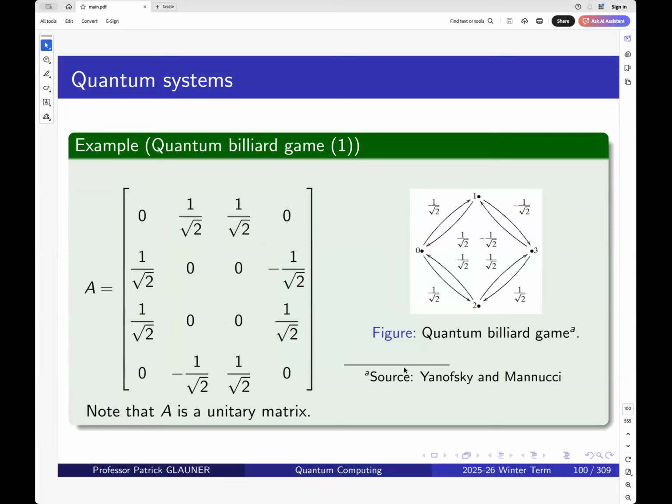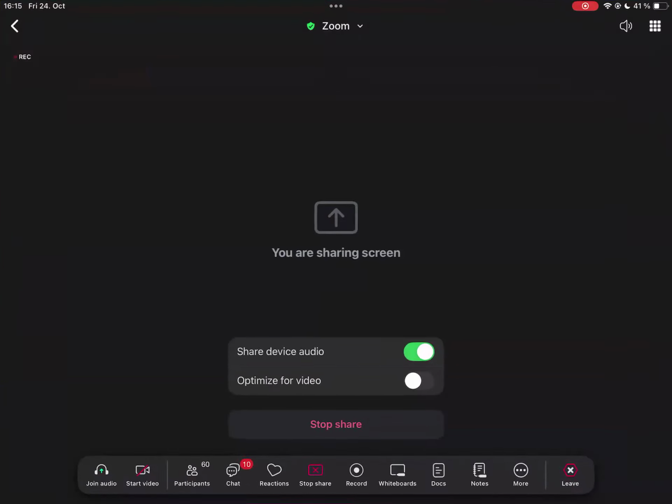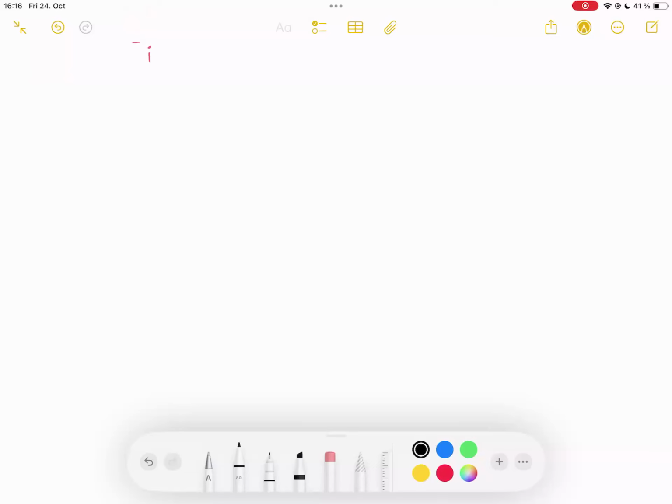Now, before we looked at the probabilistic billiard game, and we will now look at the quantum billiard game. For this, I will return to my iPad. Before we studied the probabilistic billiard game, and so we could also study a quantum billiard game.